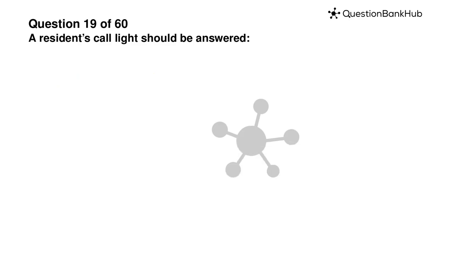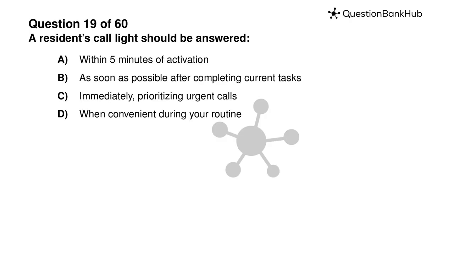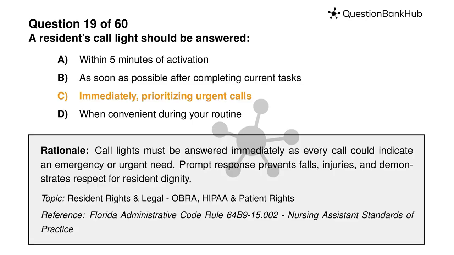Question 19. A resident's call light should be answered A. Within 5 minutes of activation. B. As soon as possible after completing current tasks. C. Immediately, prioritizing urgent calls. D. When convenient during your routine. The correct answer is C. Immediately, prioritizing urgent calls. Call lights must be answered immediately as every call could indicate an emergency or urgent need. Prompt response prevents falls, injuries, and demonstrates respect for resident dignity.